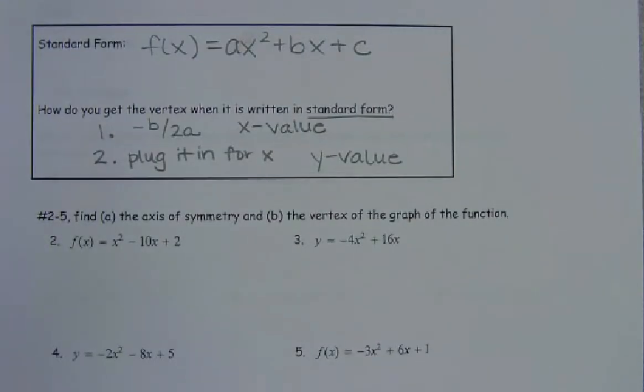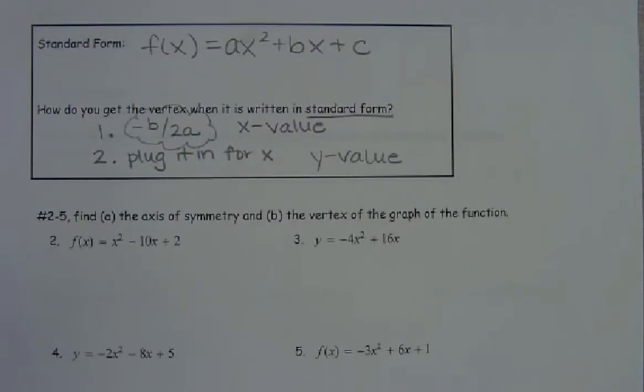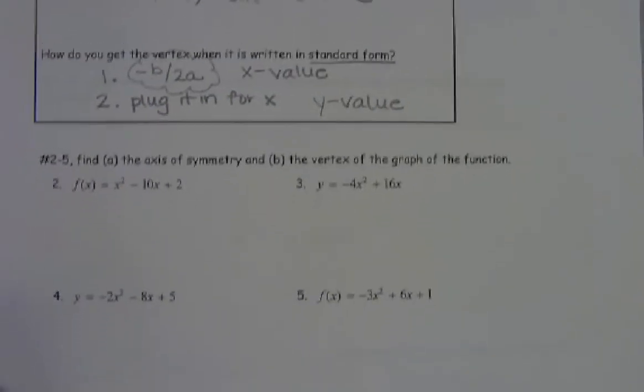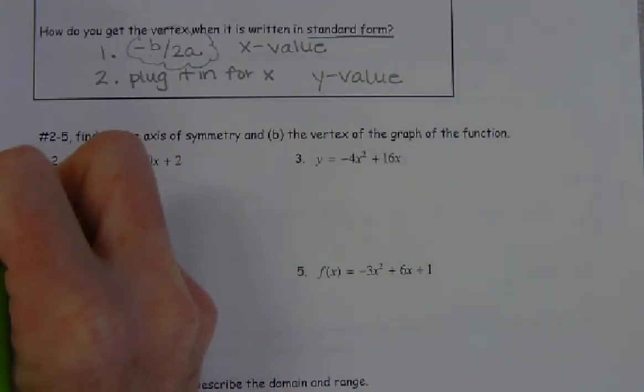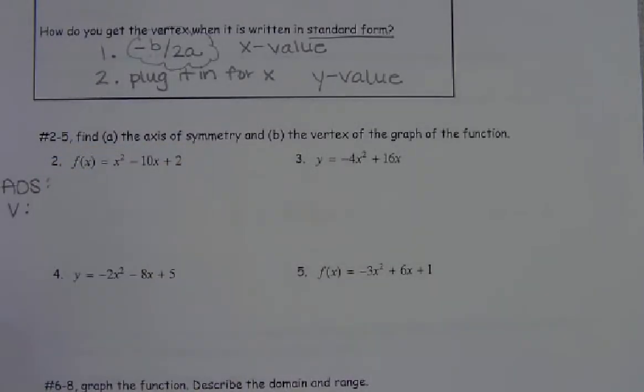So we'll do a whole bunch of examples that kind of explain this. But this formula right here is a formula you'll have to memorize. Whenever it's in standard form, the way we get the vertex is we always start with this. So let's take a look at our first example. It says find the axis of symmetry and the vertex. So I'm just going to write axis of symmetry and vertex off to the side.